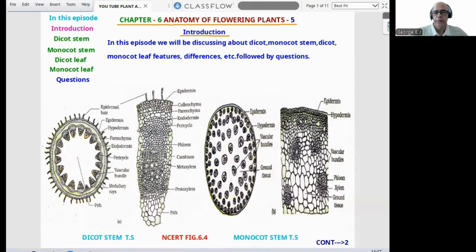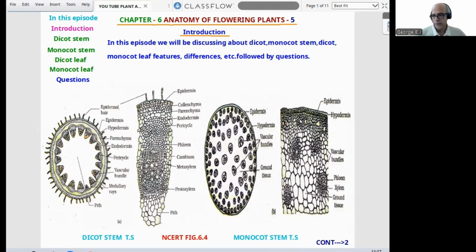Anatomy of flowering plants, fifth episode, chapter number 6. What all things will we be discussing in this episode? There will be a small introduction regarding the syllabus or topic. Then topics: dicot stem, monocot stem, their section, dicot leaf, monocot leaf, their section. And as usual, 5 theory questions and 5 NEET model questions with the key. As an introduction, we'll be dealing with the features of dicot stem, dicot leaf, and monocot leaf. When we study the features, we can easily distinguish the differences and similarities also.